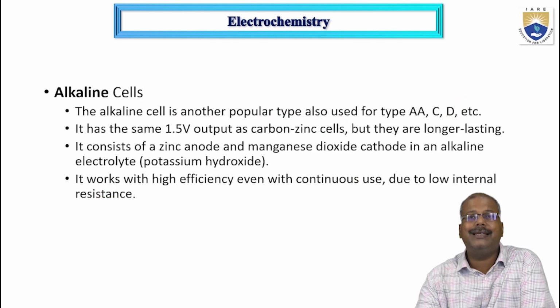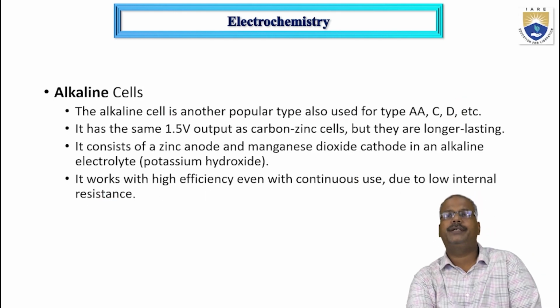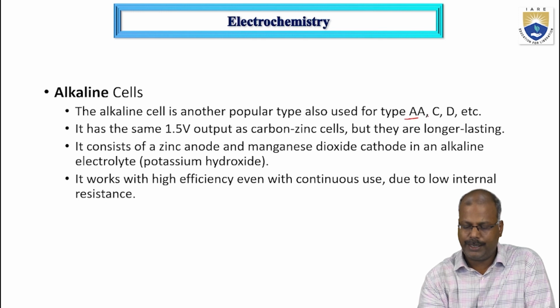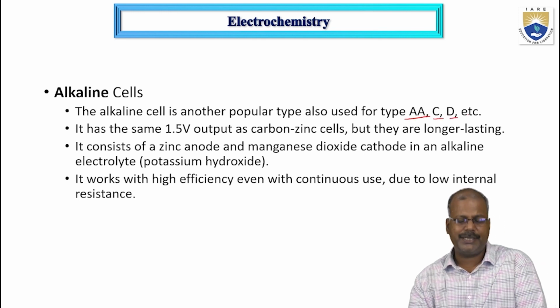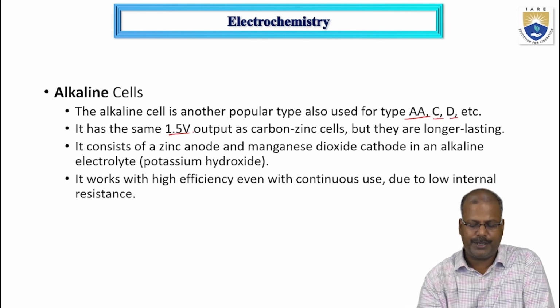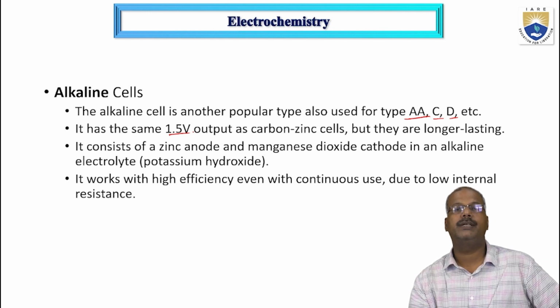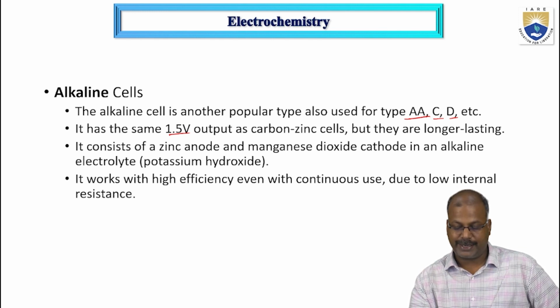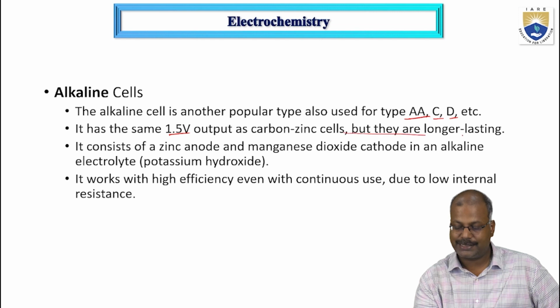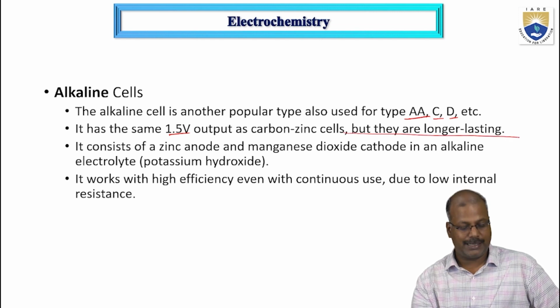Okay. Alkaline cell. The alkaline cell is another popular type used for AA, C type, and D type batteries. It has the same 1.5 volts output as the carbon zinc dry cell, but it is long lasting. Alkaline cells are long lasting.